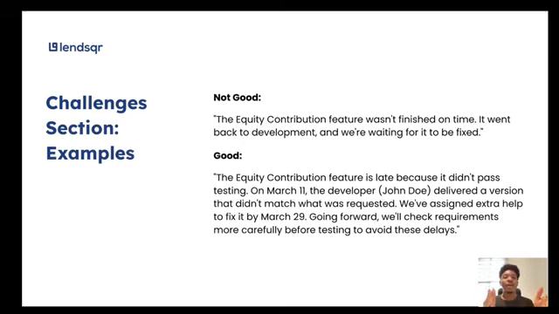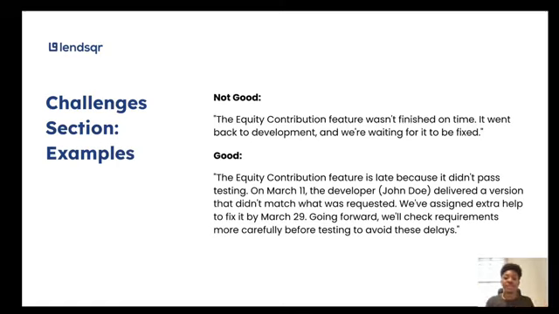more clarification. However, in the good example, "the equity contribution feature is late because it didn't pass testing." That is what happened. "On March 11, the developer involved, John Doe, delivered a version that didn't match what was requested." So this is why the equity contribution feature is late: the developer submitted a feature that did not match, and their data is attached as well. "We've assigned extra help to fix it," what we're doing, and then going forward, meaning how we're going to prevent this from happening in the future.